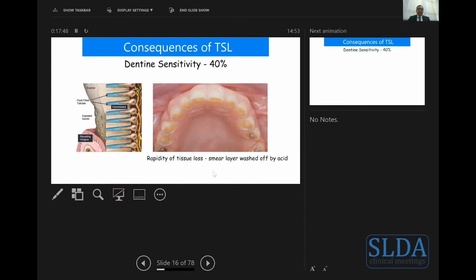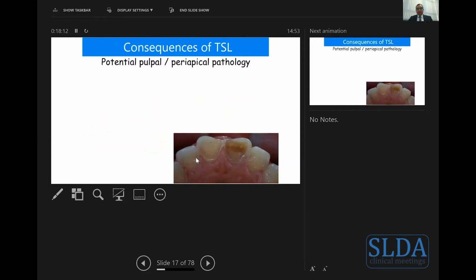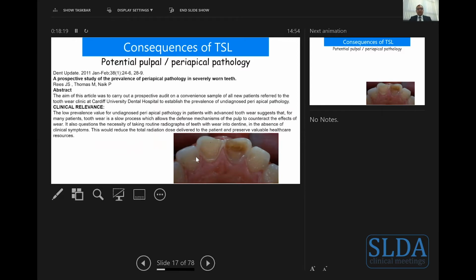If we believe in the hydrodynamic theory, we would know that the symptoms depend upon the rapidity of the tooth surface loss, and also the balance between reactionary and reparative dentin deposition versus the tooth surface loss that is happening. If that imbalance is in favor of the loss of tooth tissue compared to the defense mechanisms of our body, we will see what is happening here. We can see the pink of the pulp showing through. So these are the teeth that are now at risk.